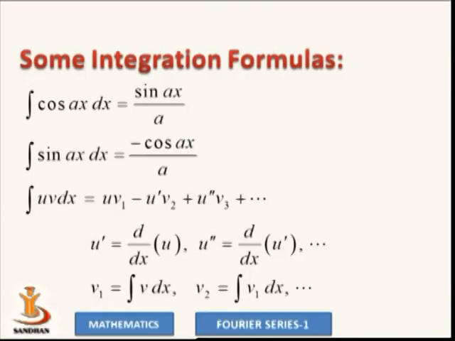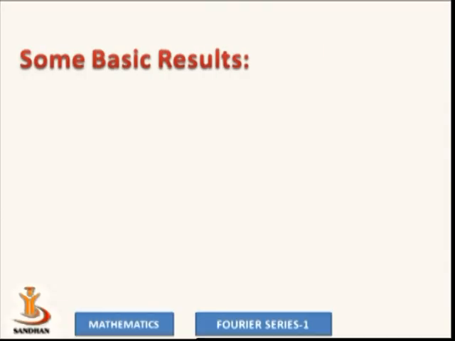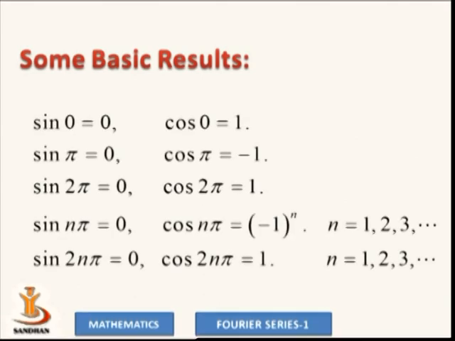Now in a slide, the next one, some basic results of sine function and cos function. That is, sin 0 is 0, cos 0 is 1, while sin pi is 0, cos pi is minus 1, sin 2 pi is 0, cos 2 pi is 1. Similarly, for the general rule, sin n pi is 0, and cos n pi is minus 1 raised to n. And sin 2n pi is 0 and cos 2n pi has value 1.